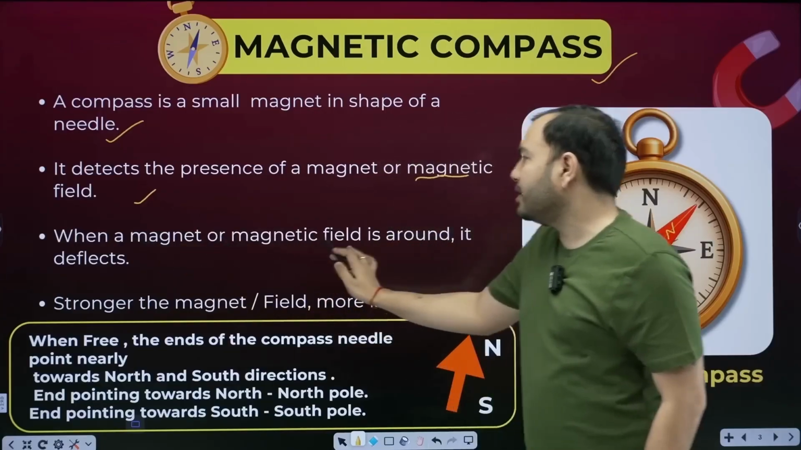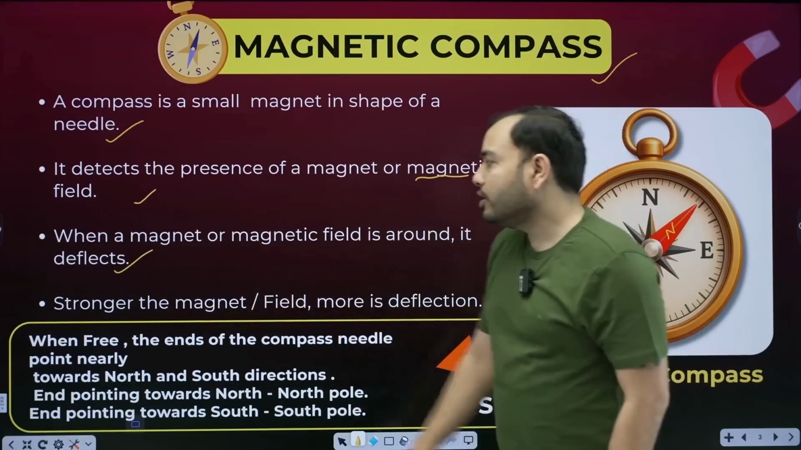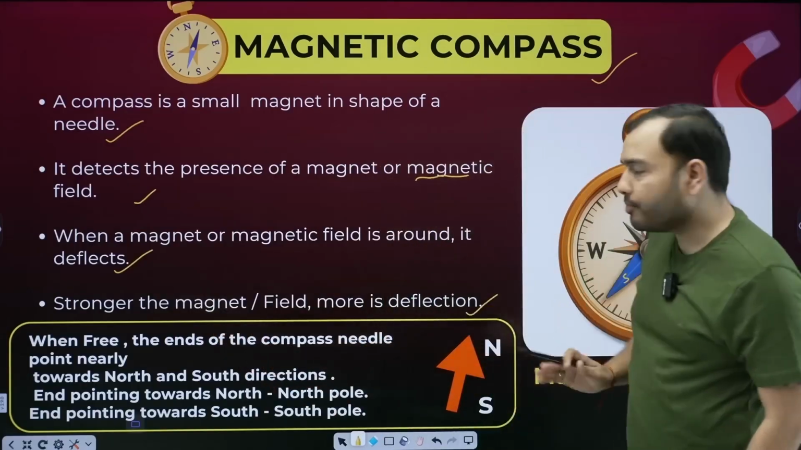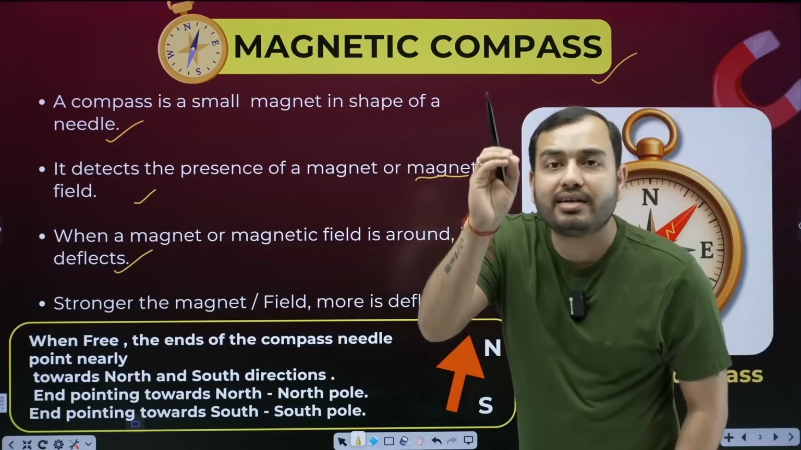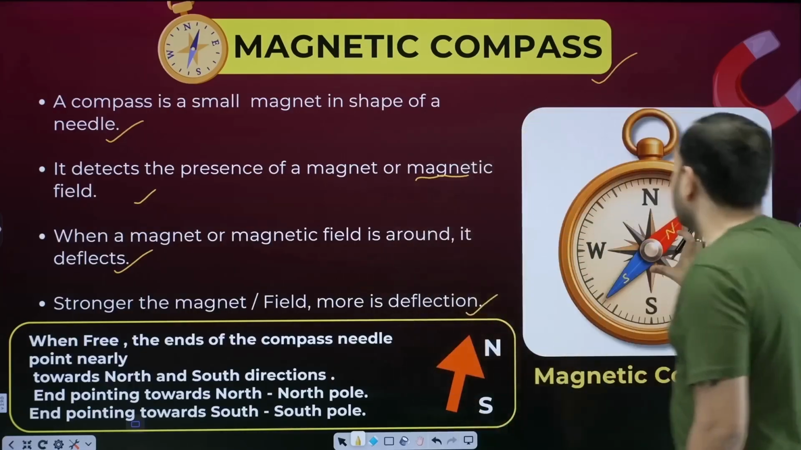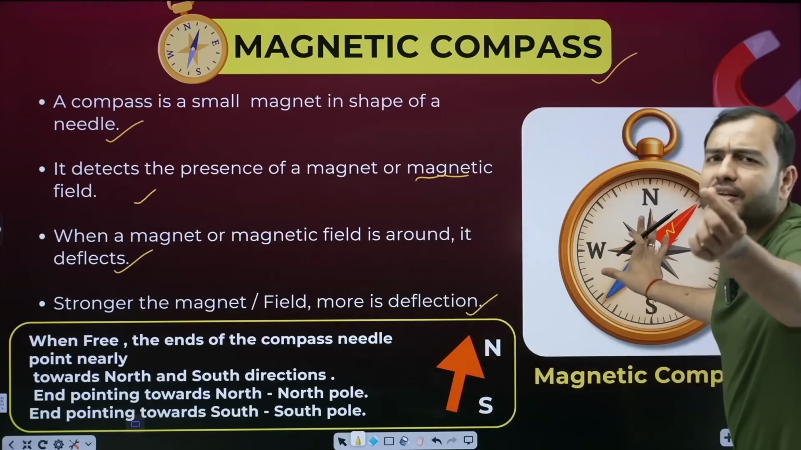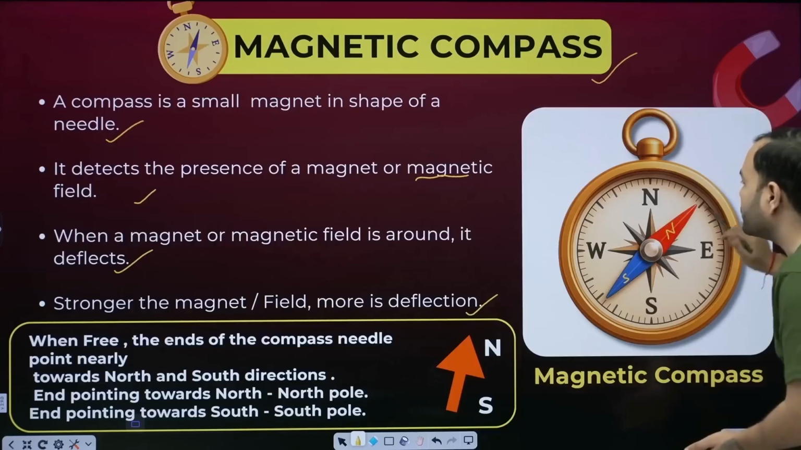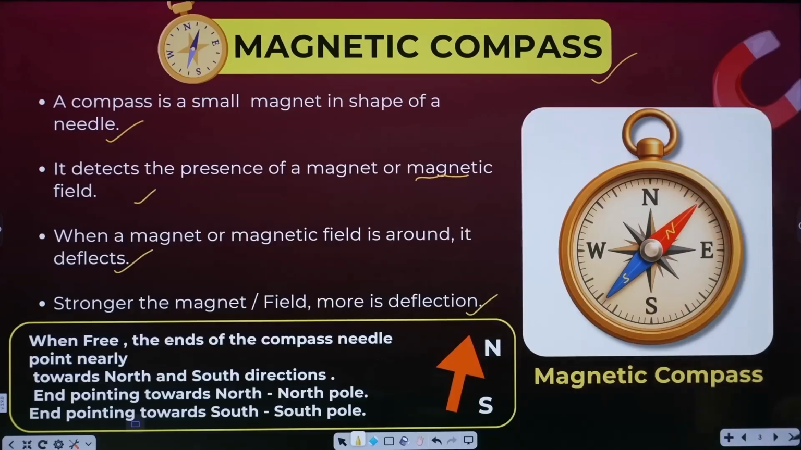When a magnet or magnetic field is around, there will be deflection. The stronger the magnet, the more the deflection will be. If there is no magnet around it, then in which direction will it point? A freely suspended magnet, then its north pole will be towards the earth's north, and the south pole will be approximately towards the earth's south.